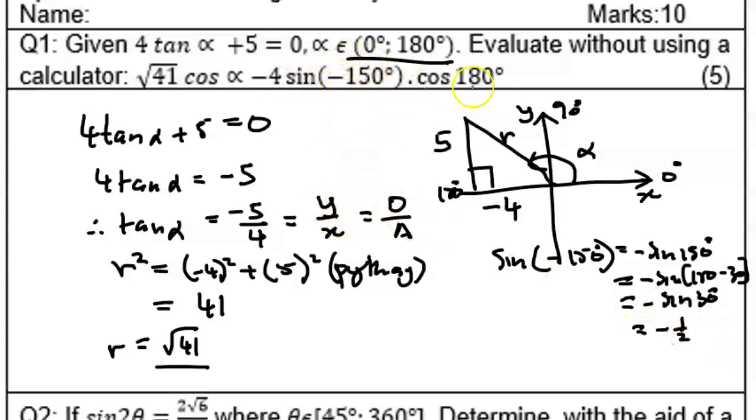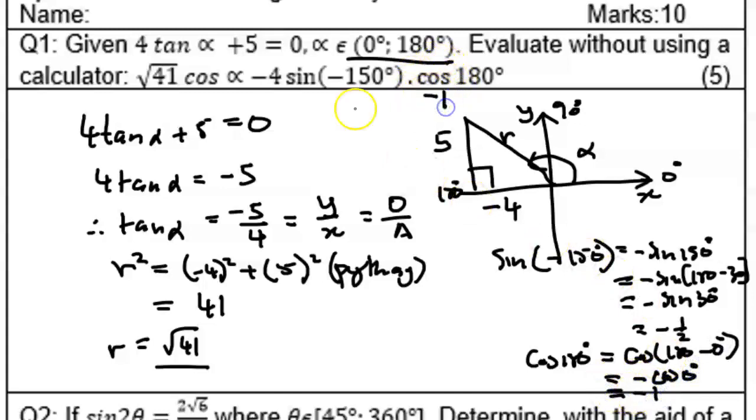Okay, and cos of 180 degrees, once again here we can use either the second or the third quadrant, so it will be cos of 180 minus 0 or 180 plus 0. So because cos is negative in the second and the third quadrant, it's going to reduce to a negative, so it's minus cos of 0 degrees, and that's going to be minus 1. So this whole part over here is going to be minus 1.